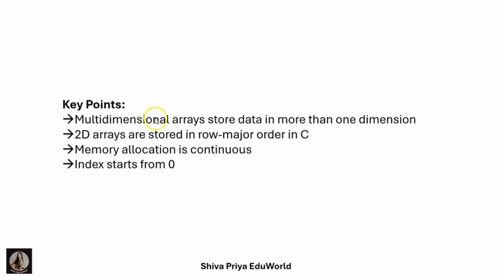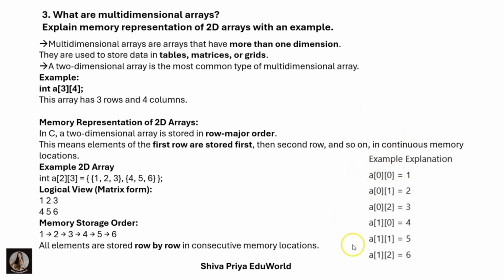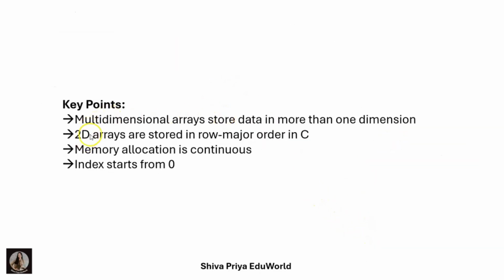Multidimensional arrays are used to store data in more than one dimension. You can see the representation of 2D, for example, and tables also you can store easily. 2D arrays are stored in row major order in C, which means the memory will store only row by row, not column by column. Memory allocation is continuous, row by row. The index always starts from 0. This is very important that you have to remember.